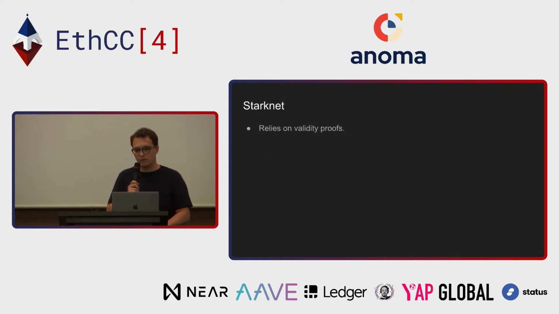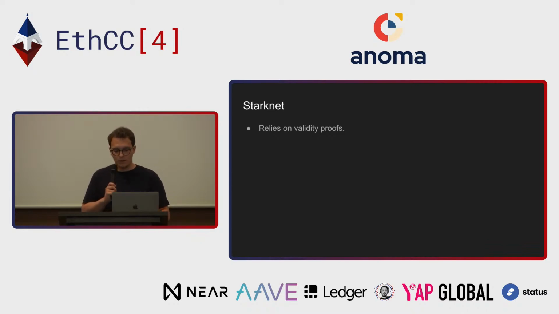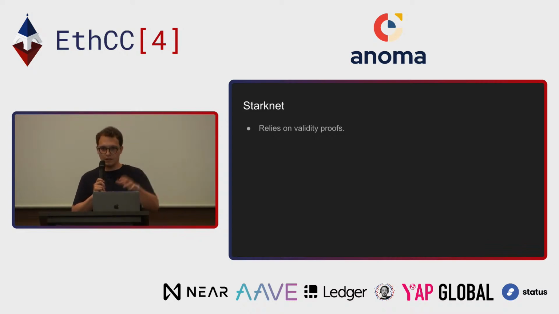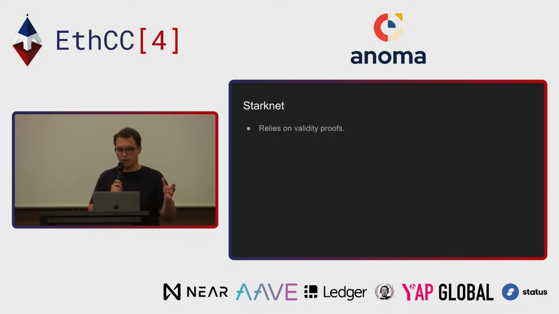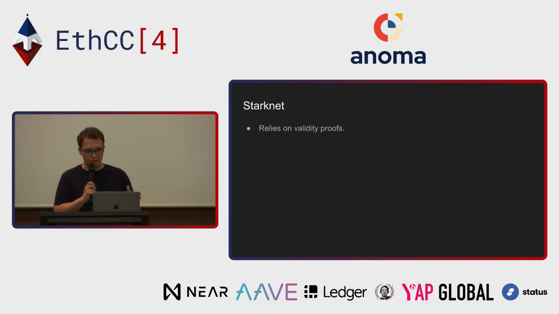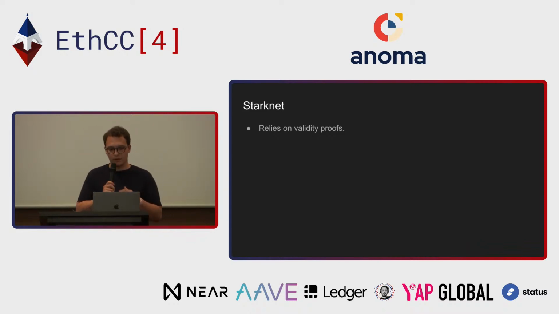Instead, Starknet relies on validity proofs. Basically, whenever something happens on the rollup, a validity proof is posted on layer 1, and on layer 1 there is a contract that relies on zero-knowledge proofs that verifies that the state transition was valid, and all of that happens on layer 1, but the blocks, the layer 2 blocks, are proven by the sequencer.